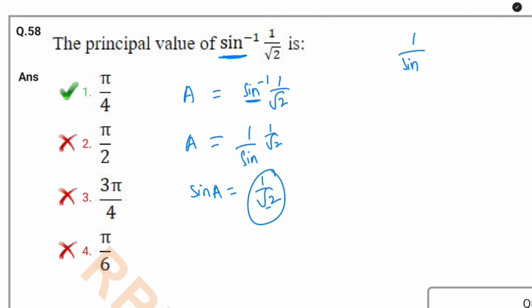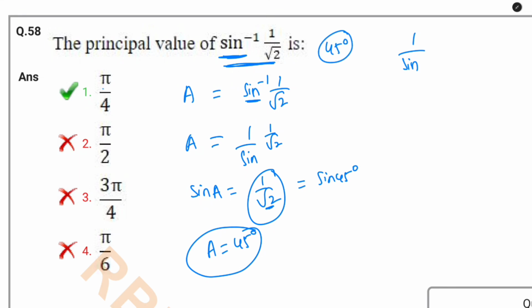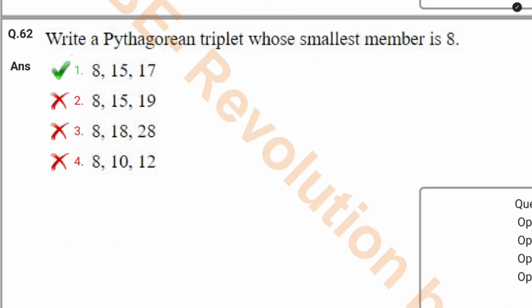When will sine theta become 1 divided by root 2? It will be 45 degrees. So this is nothing but sine 45. So a value equal to 45 degrees. So here this total value will be 45 degree. So pi divided by 4. Pi means 180 degree. So 180 divided by 4, it will be 45 degree. Option 1.